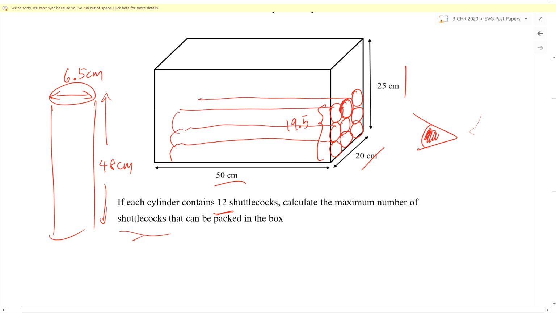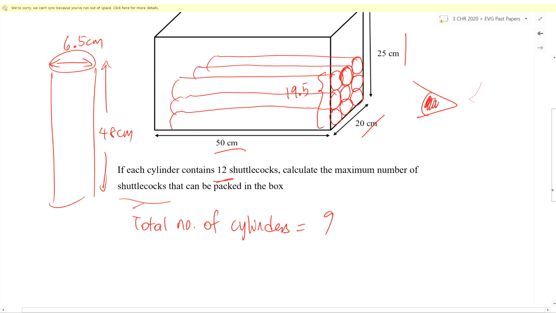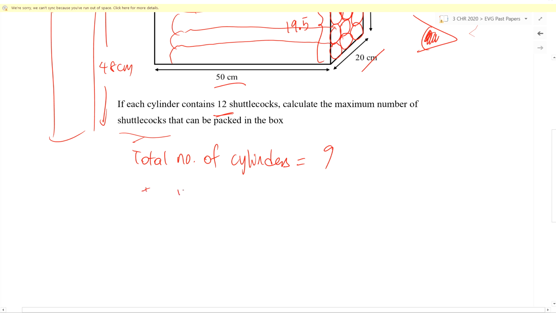Okay? This is what it's going to look like. So how many cylinders are there? 9. There are 9 cylinders. Total number of cylinders equals to 9. You can draw it out over here. I will give you the full mark if you can draw this out. So that's 9 cylinders. Total number of shuttlecocks equals to 9 times 12, because each can contain 12.